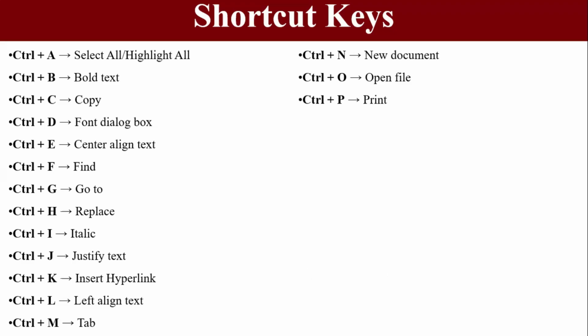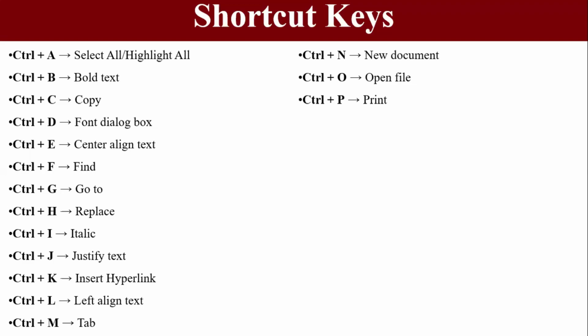We also have Control P, which is print. Maybe you have finished your work and you want to print. Instead of navigating to your file menu bar and looking for print, you can just click Control and the P alphabet. It will ask you to choose the printer you want to use. Maybe the cord is connected to your printer, so it will ask you to choose the printer you want to use to print your document. So from there, you can print it.